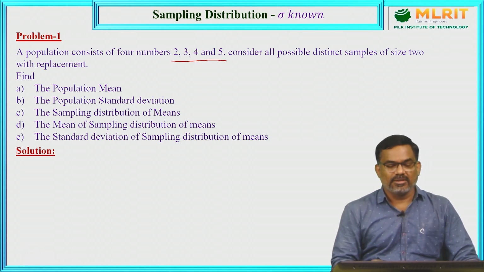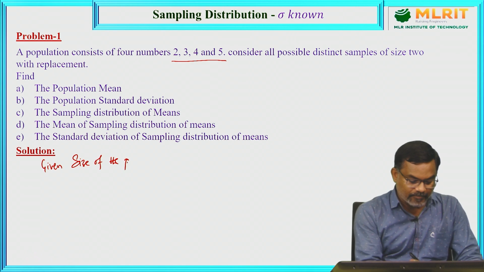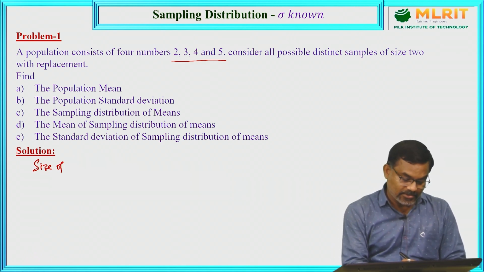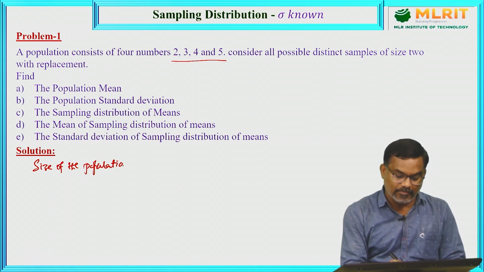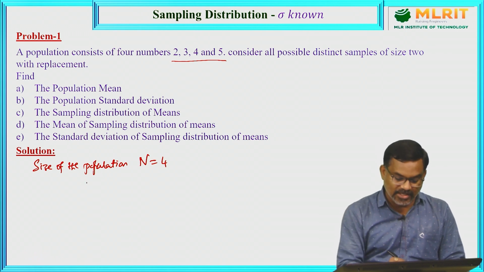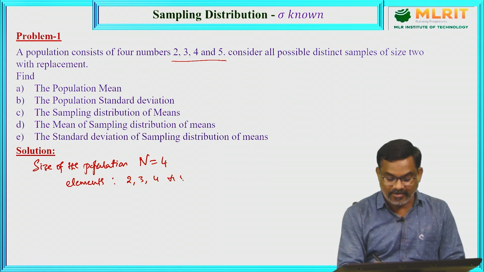So the given size of the population: the population consists of 4 numbers, so capital N equals 4. And what are those elements? The elements are the numbers 2, 3, 4 and 5.